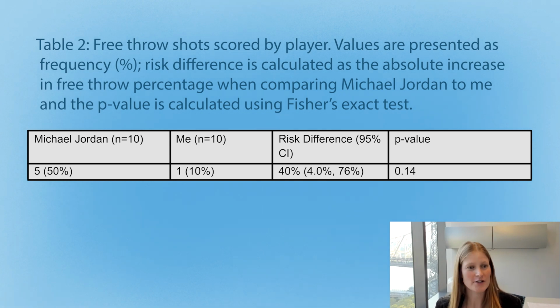And that's going to be illustrated by the risk difference here. So when we look at the risk difference and 95% confidence interval, we see that Michael Jordan's free throw percentage is up to a 76% higher free throw percentage than my own based on this one small sample. The NBA or WNBA scouts still have not come knocking on my door.